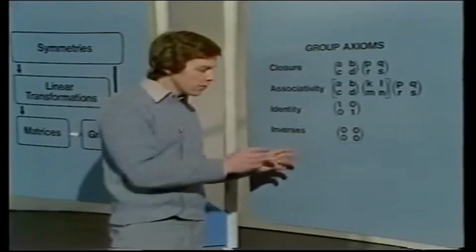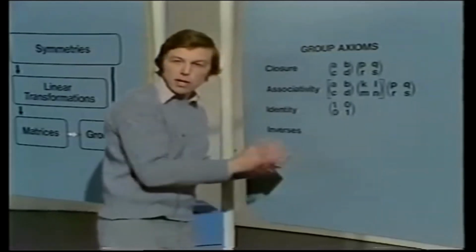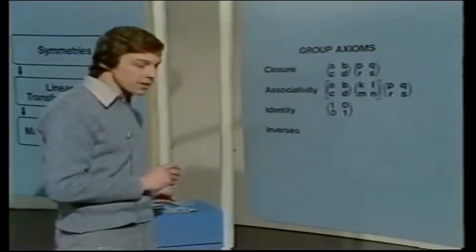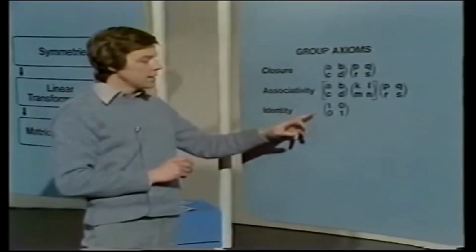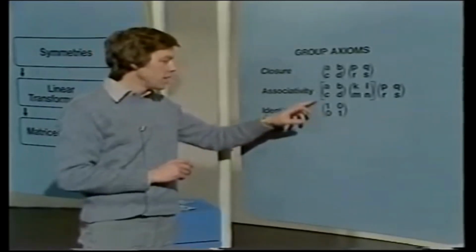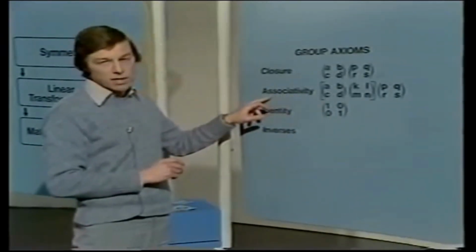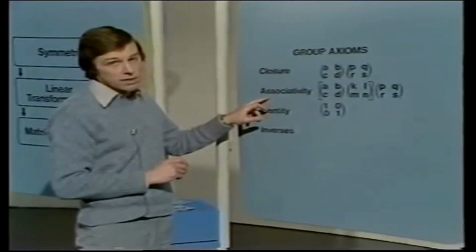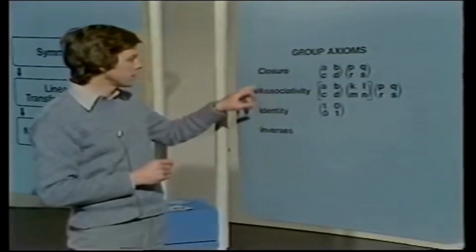Inverses, well, we've now got rid of all these nasties like this because we're only considering matrices that have inverses. Identity, that's certainly got an inverse. Associativity, that is a property that applies to matrix multiplication in general. It doesn't matter what set of matrices you're considering.